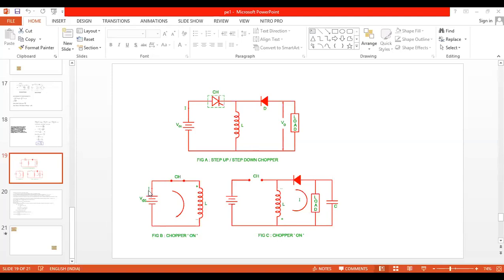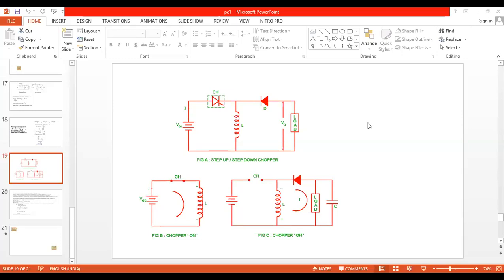When the supply is on, the direction of the current starts from V plus to the chopper, chopper to inductor, inductor to V minus. During this process, the inductor energizes and stores energy in the form of magnetic field. When the chopper is on, the inductor energizes and energy is not transferred from source to the load during step up down chopper operation.